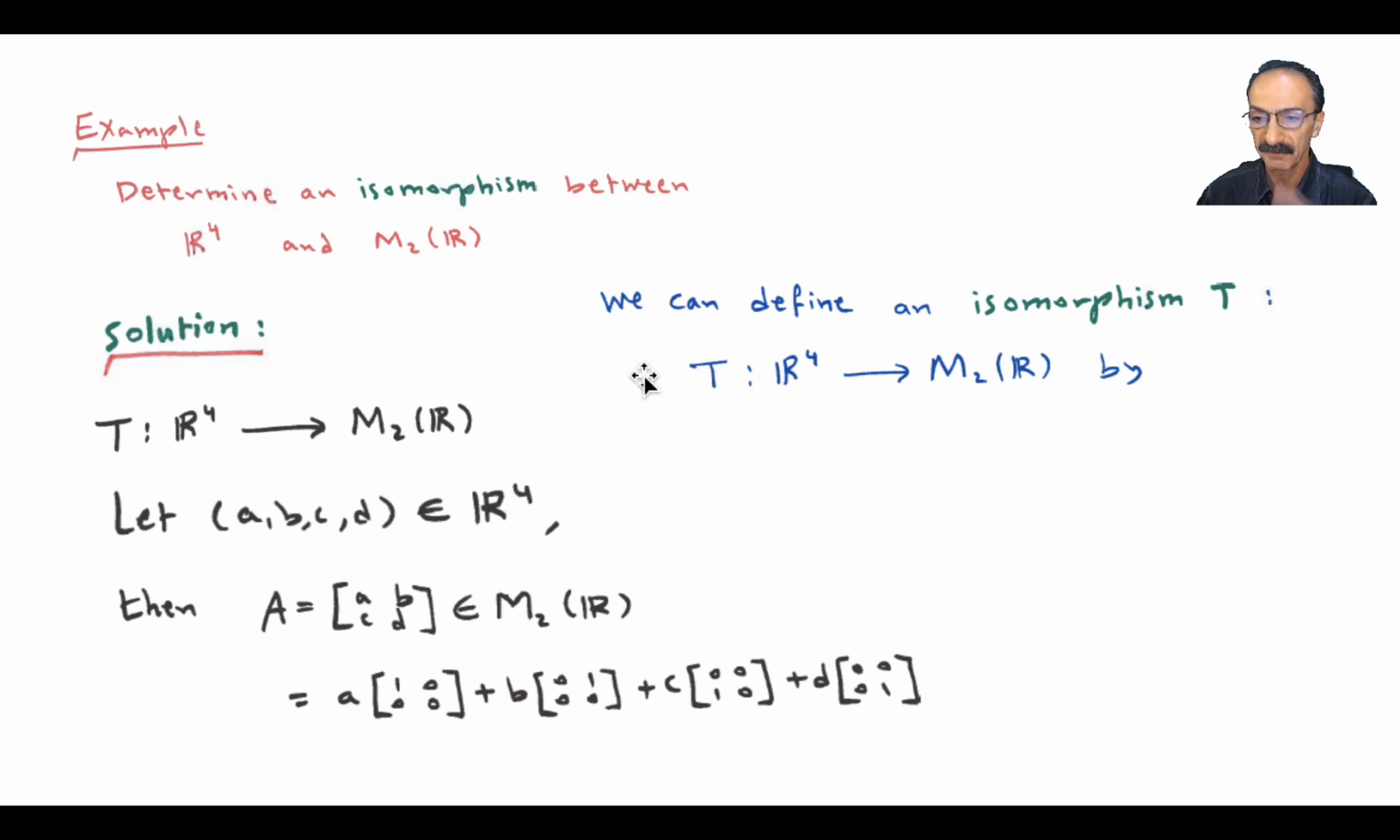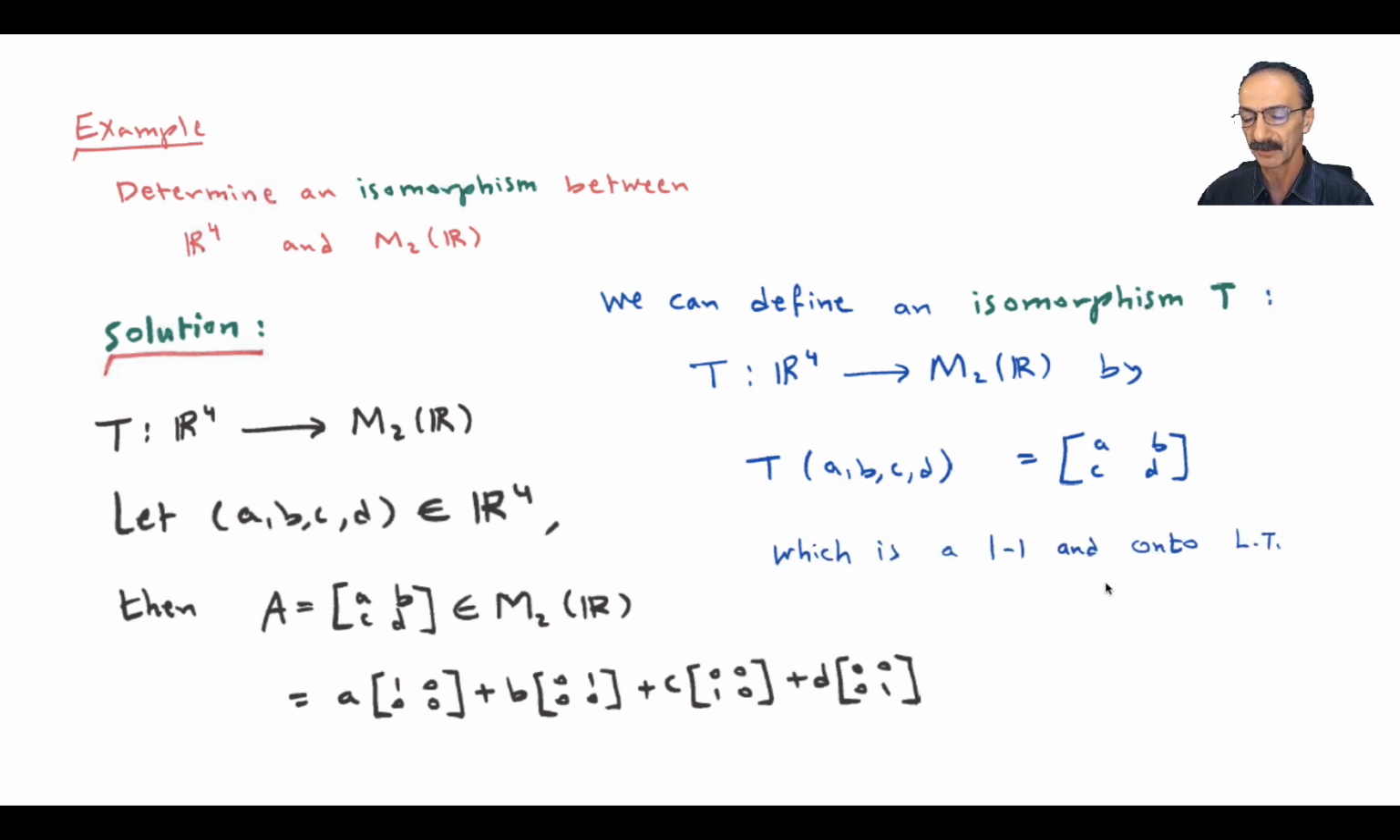We can define an isomorphism T that takes you from R to the 4 to M2 by the following, and that should do it. Here we go. That's it, as simple as that. I had to wait and show you step by step so you could think with me what's going on. It's so simple that there is no need to spend that much time on it, which is one-to-one and onto. So if you have 5, 6, 7, 8, that should be coming from 5, 6, 7, 8. That's it. And forward too.